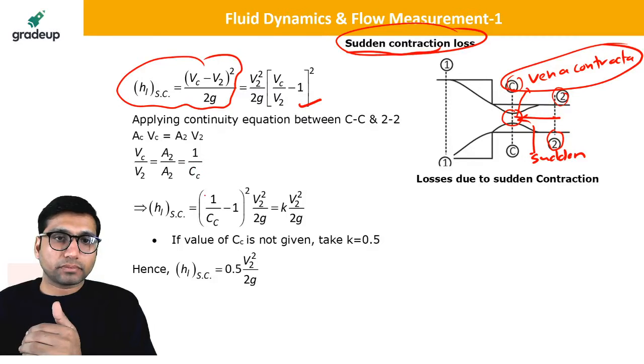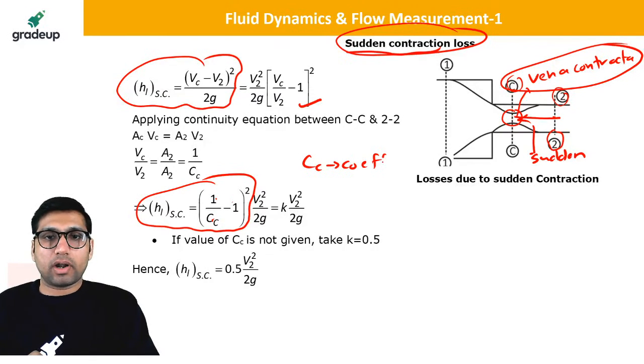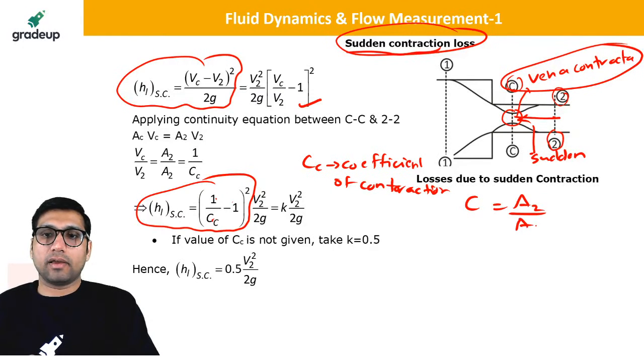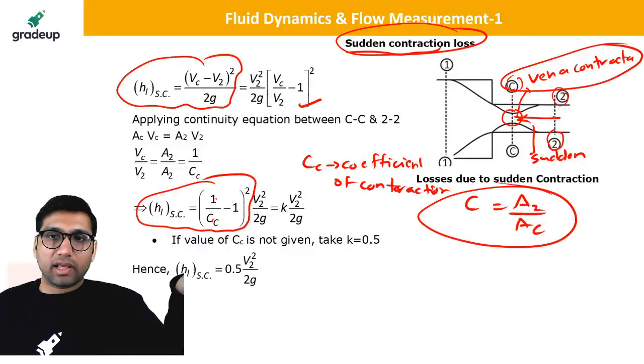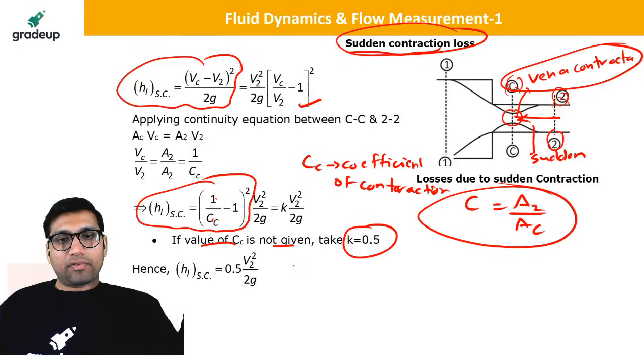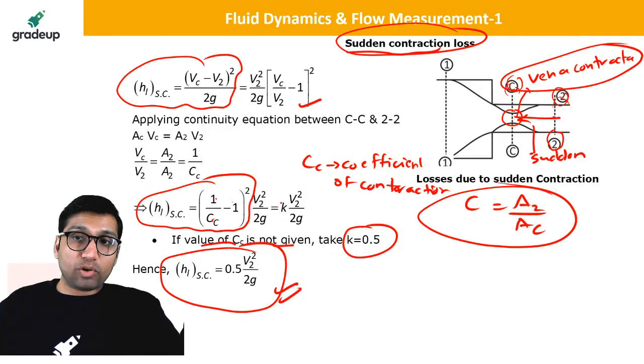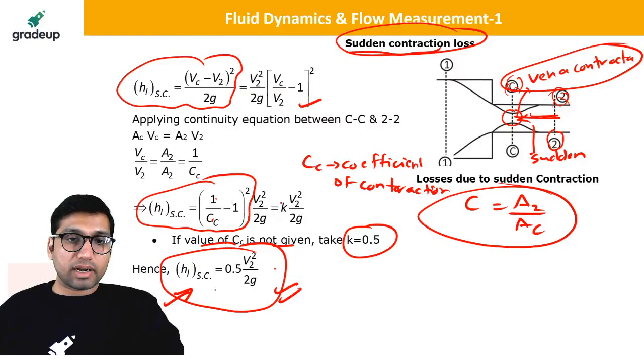Okay, so if you apply the formula, you'll be getting this equation. In this equation, this particular value is equal to K, and this K is equal to (1 by Cc minus 1) whole square. This Cc is called coefficient of contraction. You already know what coefficient of contraction is. It is equal to actual minimum area divided by theoretical minimum area. This is equal to A2 by AC. Okay, actual divided by theoretical. So if the value of Cc is not given, you can take the value of K as 0.5. So you can say that sudden contraction loss is also equal to 0.5 of V2 square by 2g. V2 is the velocity at the exit of the pipe, after the vena contracta section. So this is a direct formula for finding the loss due to sudden contraction.